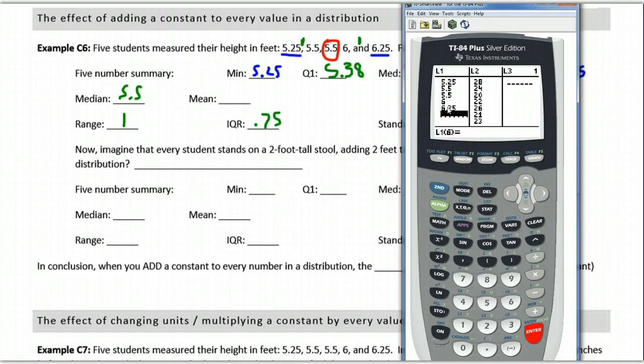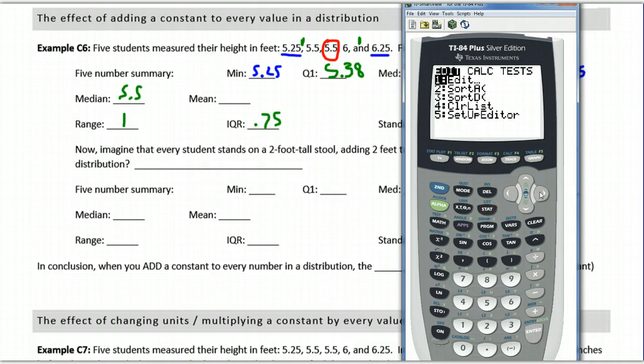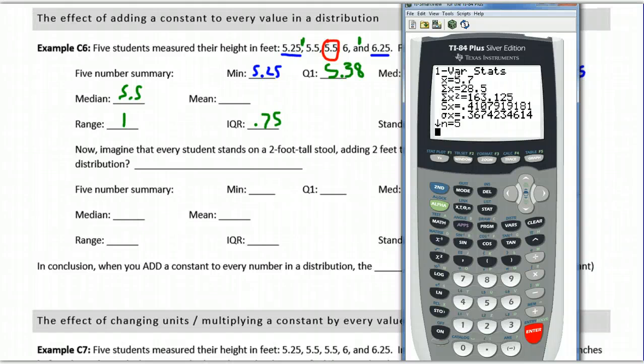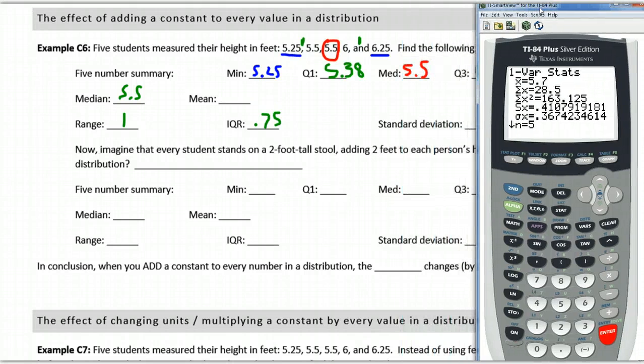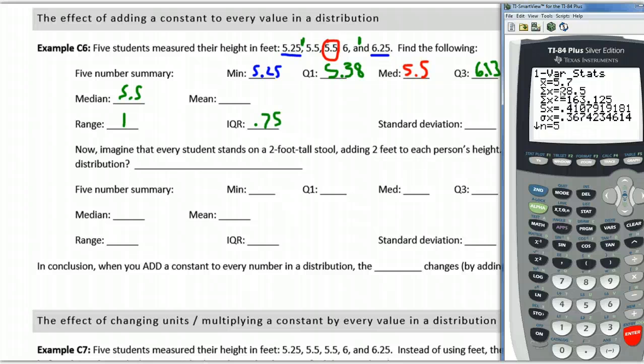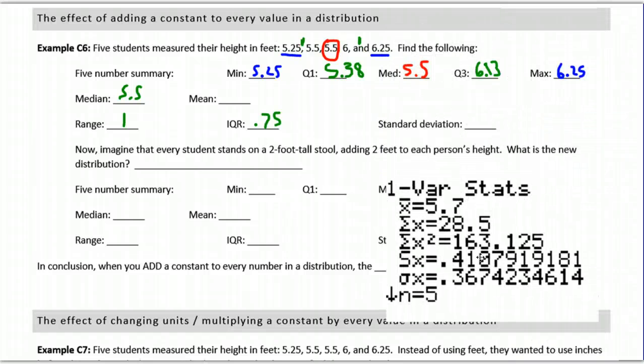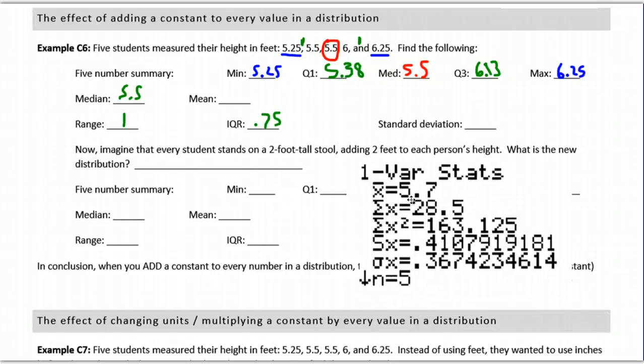After you've typed all 5 numbers into that stat list in whatever calculator you have, there'll be some place where you can go, in my case 1-Var Stats, and pressing enter again will allow you to generate some of these values. So I'll pull this down here just to make it easier to look at. The mean is 5.7 and the standard deviation is 0.41.